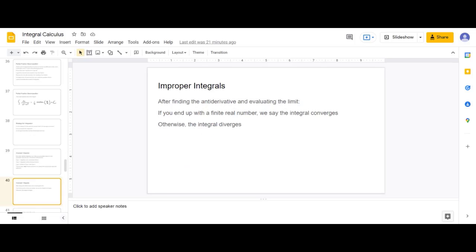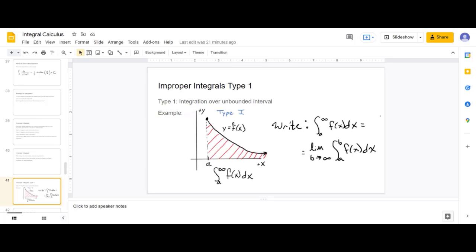After finding the antiderivative, just evaluate the limit. If you end up with a finite real number, we say the integral converges, otherwise it diverges. Okay, so type 1, integration over an unbounded interval. This is what it looks like. It could also potentially go from a to negative infinity. It doesn't have to be just positive infinity, or it could go over both, really.